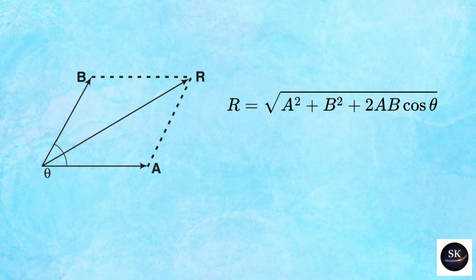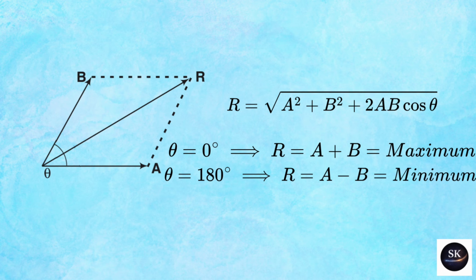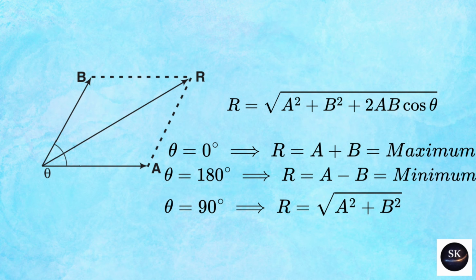In this formula, we can easily observe that if the angle theta between vectors a and b is 0, which means if the vectors are parallel, then r is a plus b, and this is the maximum value for magnitude of the resultant. If theta is 180 degrees or the vectors are antiparallel, then r equals a minus b, which is going to be the minimum value for r. And if theta is 90 degrees, then we get r equal to under root a squared plus b squared, which is just the Pythagoras theorem.